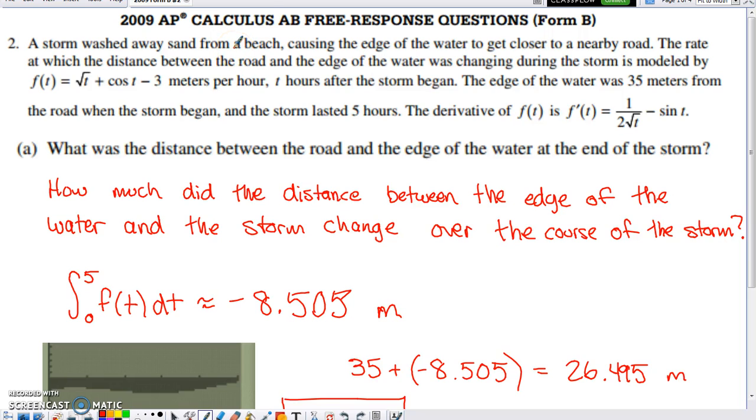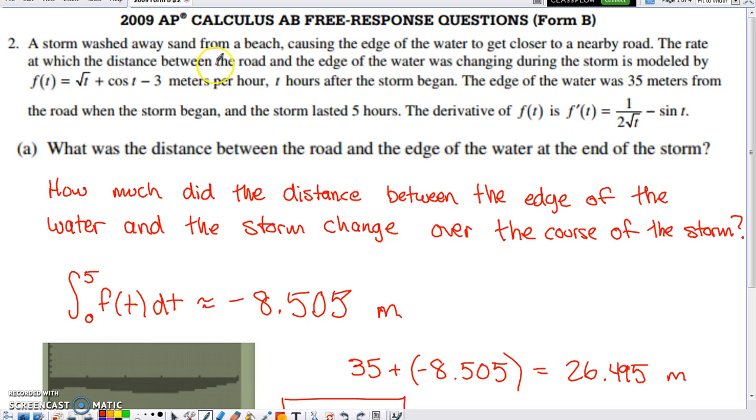So here's a calculator question from Form B of the 2009 AP exam. It was on the AB and the BC version of the exam in 2009. And the situation that's described is we've got a storm that's washing away sand from a beach. It's causing the edge of the water to get closer to a road.